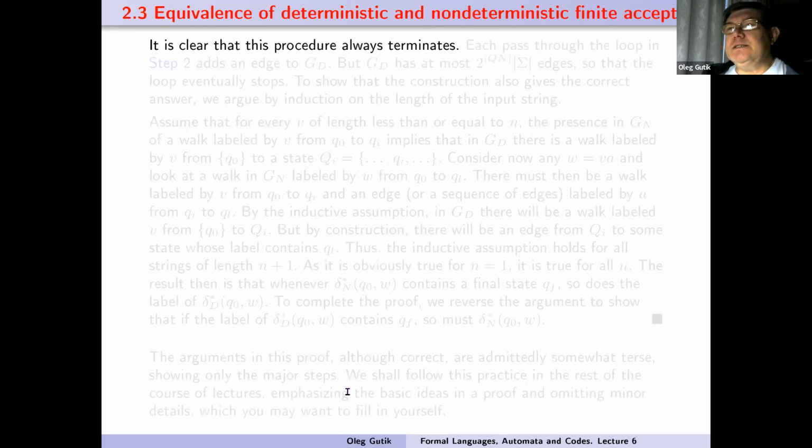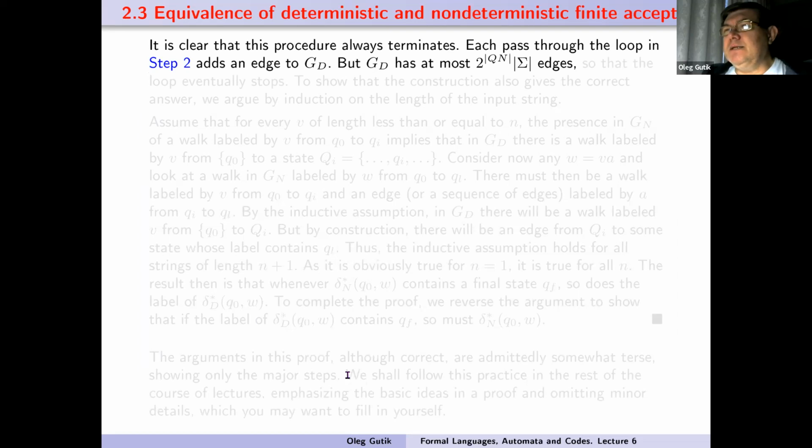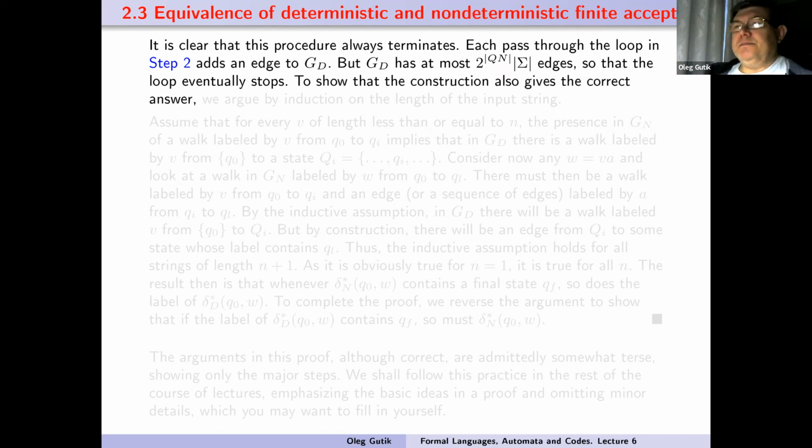It's clear that this procedure always terminates. Each pass through the loop in step 2 adds an edge to the graph GD. But the graph GD has at most 2 to the power of the size of Q times the size of sigma edges, so the loop eventually stops.